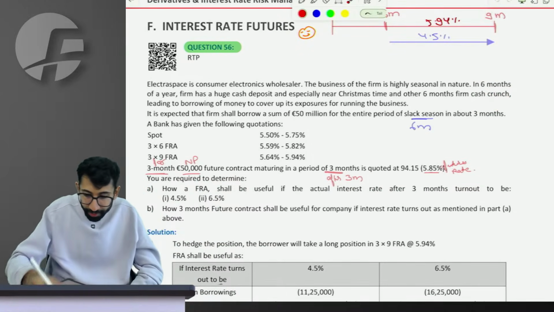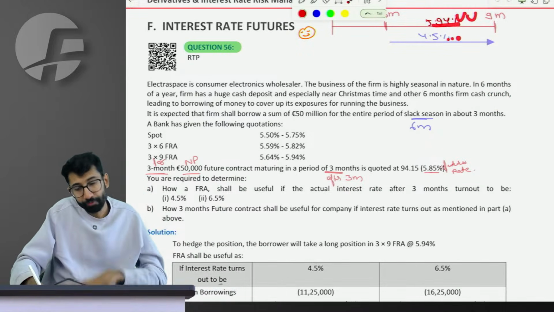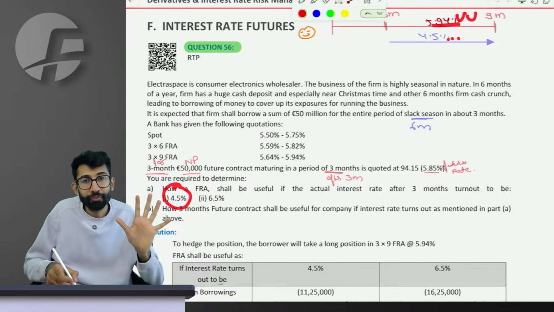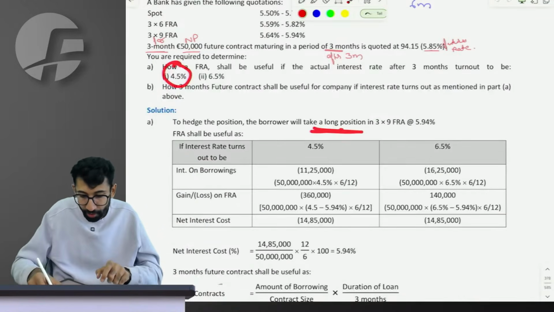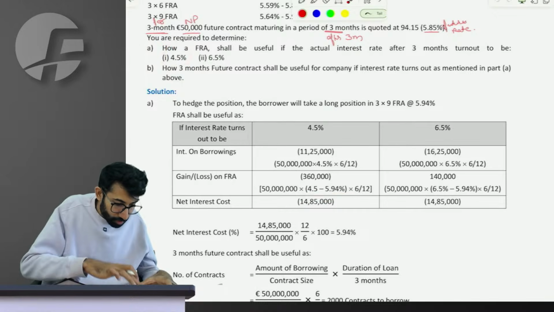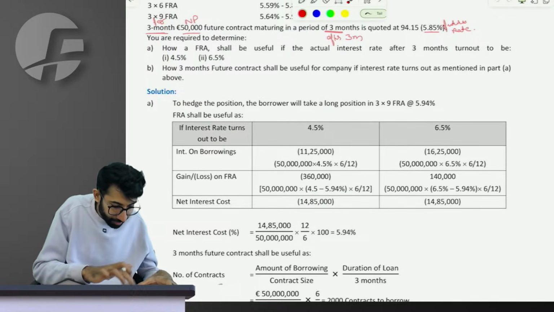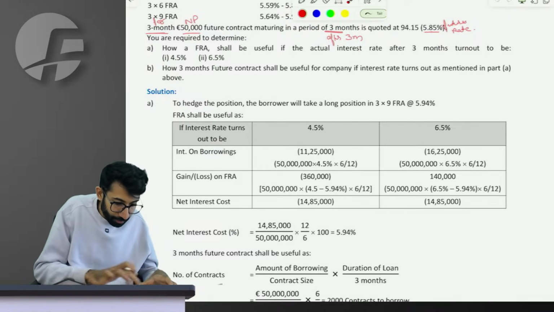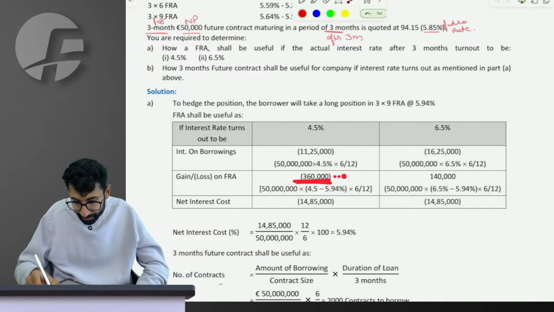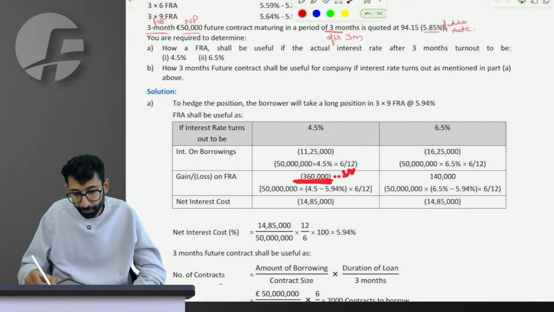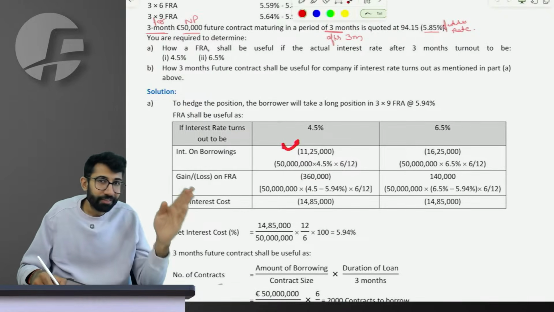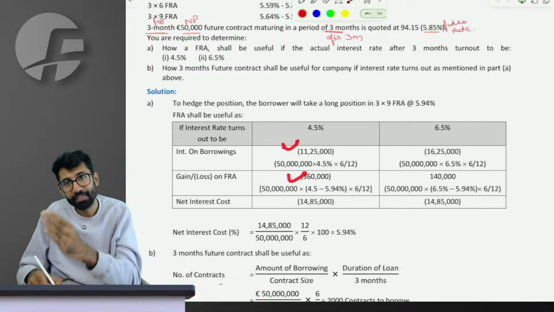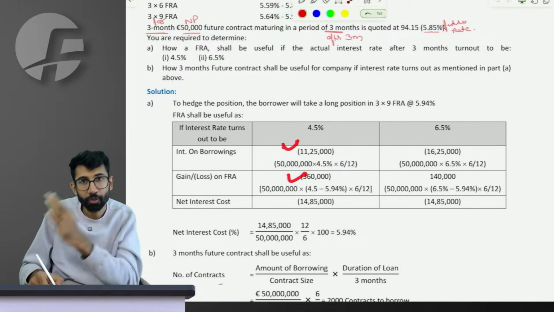Sir, if I have agreed to borrow at 5.94, and the rate in the market is 4.5, do you feel a loss for yourself as a long position? Yes, sir, the difference is the loss. So 50 million, how much is the difference? 4.5 minus 5.94. Sir, 1.44 is the difference. So 50 million into 1.44% into 6 divided by 12 gives me 3,60,000 of loss. So 1125 I paid in the spot market as a borrower, 360 I paid in the derivative market for my long position in FRA.